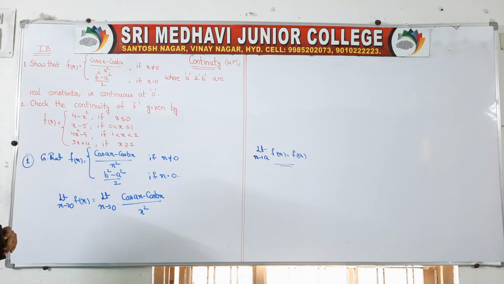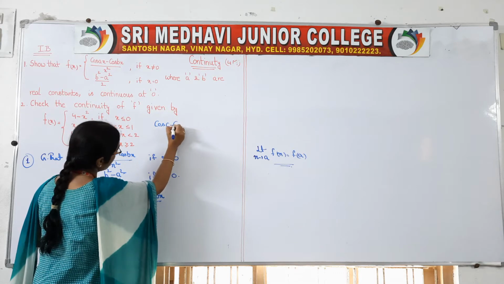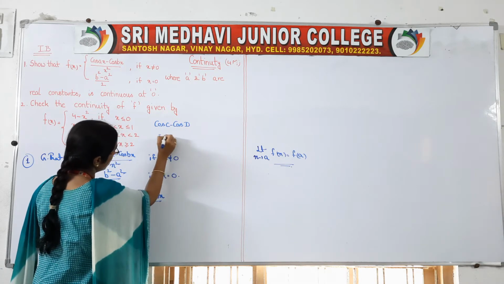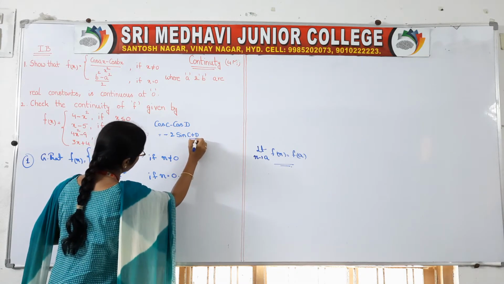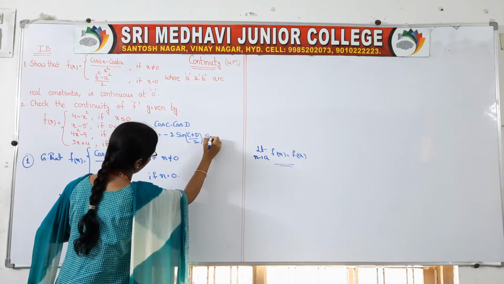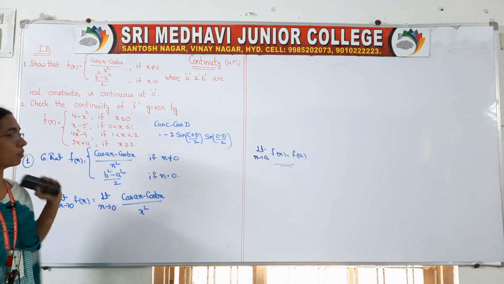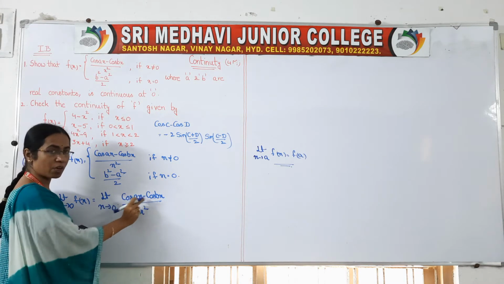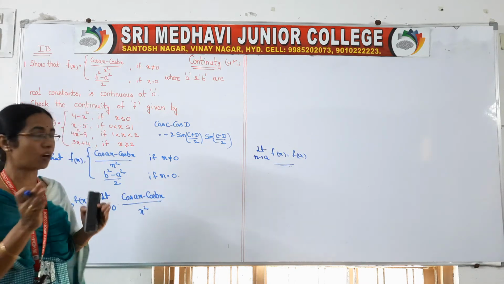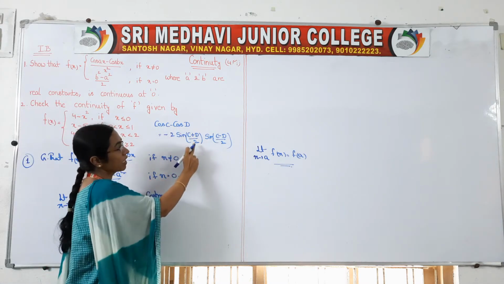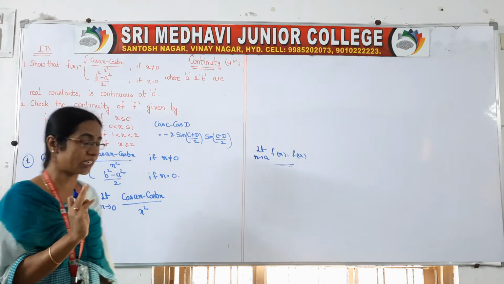Okay, so in trigonometry there is one formula. What is that? Cos c minus cos d is equal to minus 2 sine of (c plus d) by 2 into sine of (c minus d) by 2. Okay, this is a trigonometric formula. If you observe, your problem is of the same form. I said formula means it is a general form. Instead of c and d, we can have minus 2 sine (c plus d) by 2, sine (c minus d) by 2 also, right?